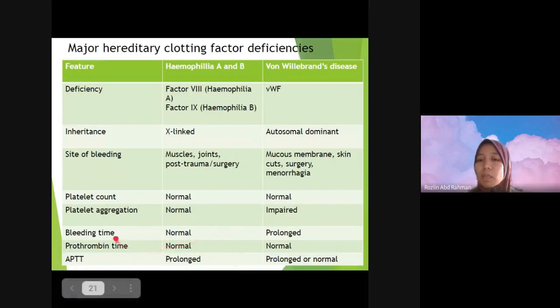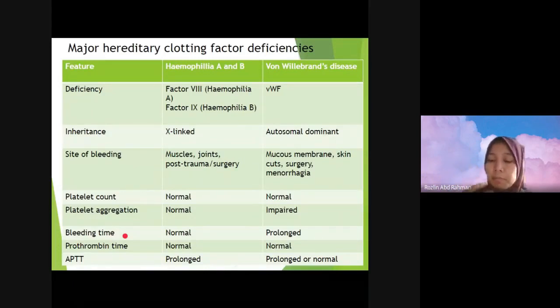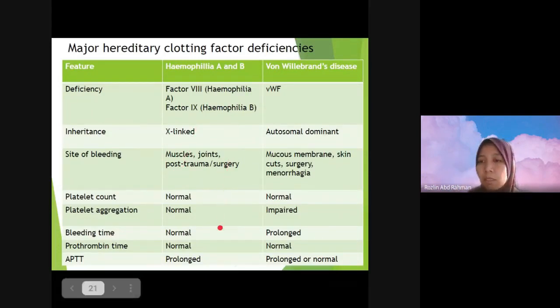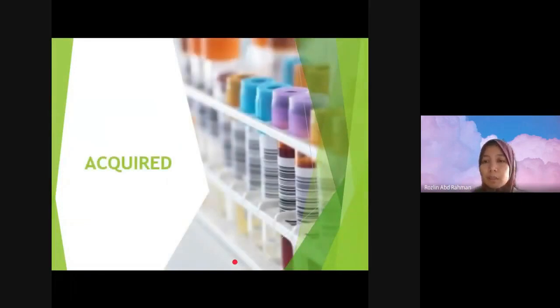Okay, bleeding time, which usually reflects the platelet function. For Haemophilia B and A it is normal because it has nothing to do with platelets, but bleeding time for von Willebrand disease, of course, is prolonged because of the problems with platelet aggregation. Okay, and then PT all normal, APTT is prolonged for Haemophilia A and B. Okay, nanti kita go what is PT and APTT. Okay, so that just now was the inherited.